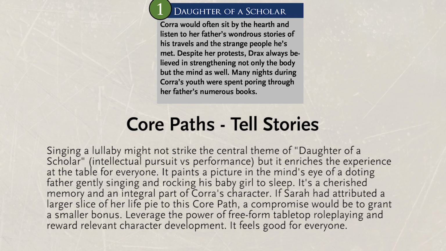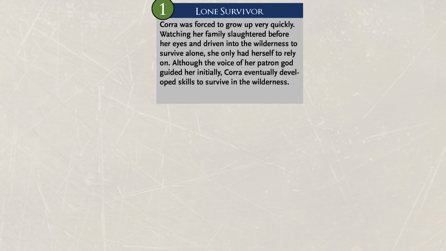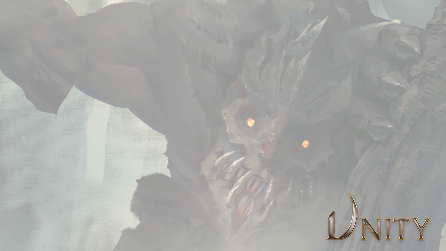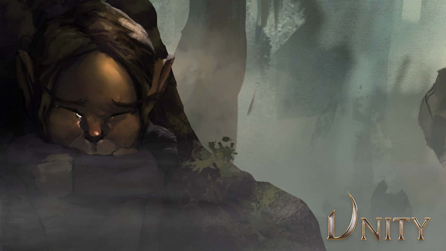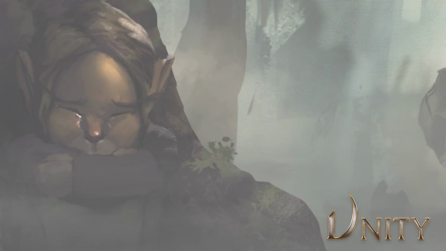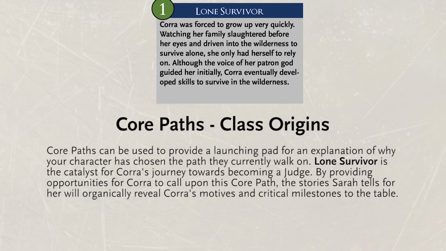Cora's last core path is Lone Survivor. Sarah had to come up with a reason for why Cora became a judge, and she saw in her mind a young Firian girl lost in the wilderness, but guided by a greater power, a power that would keep her warm and fed and eventually lead her to a greater purpose. To represent the skills she acquired living in the wilderness for months alone, Sarah developed this core path. So when it comes to tracking, foraging for food, building a shelter, etc., Cora can invoke this core path for a bonus.